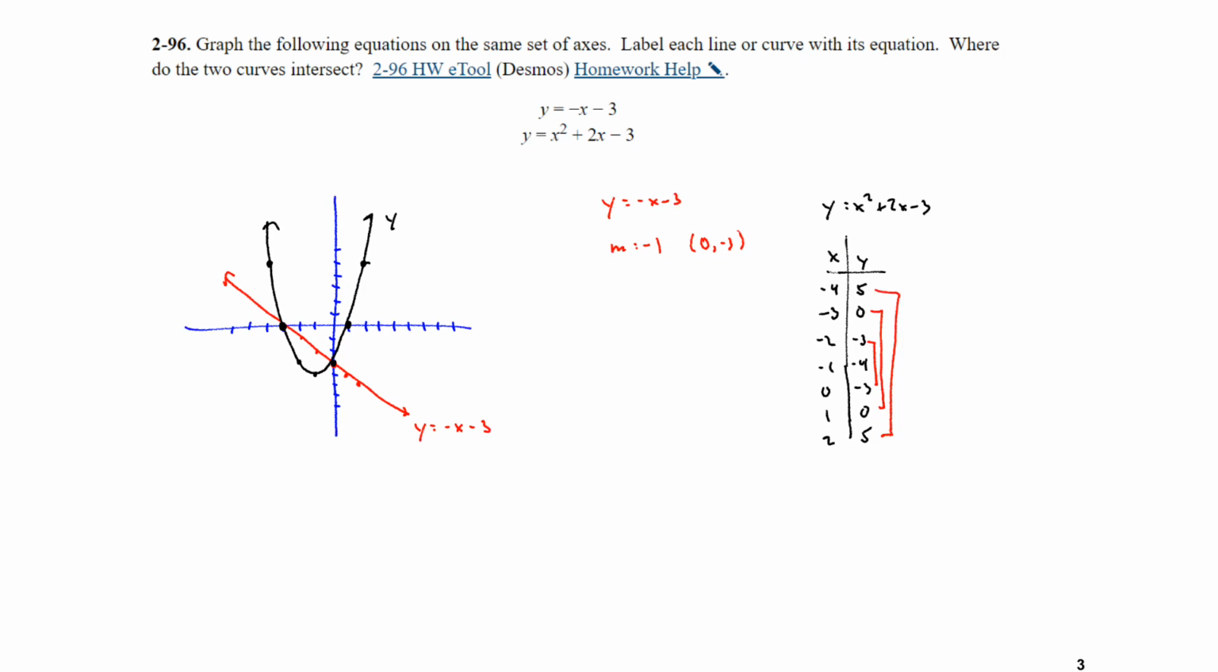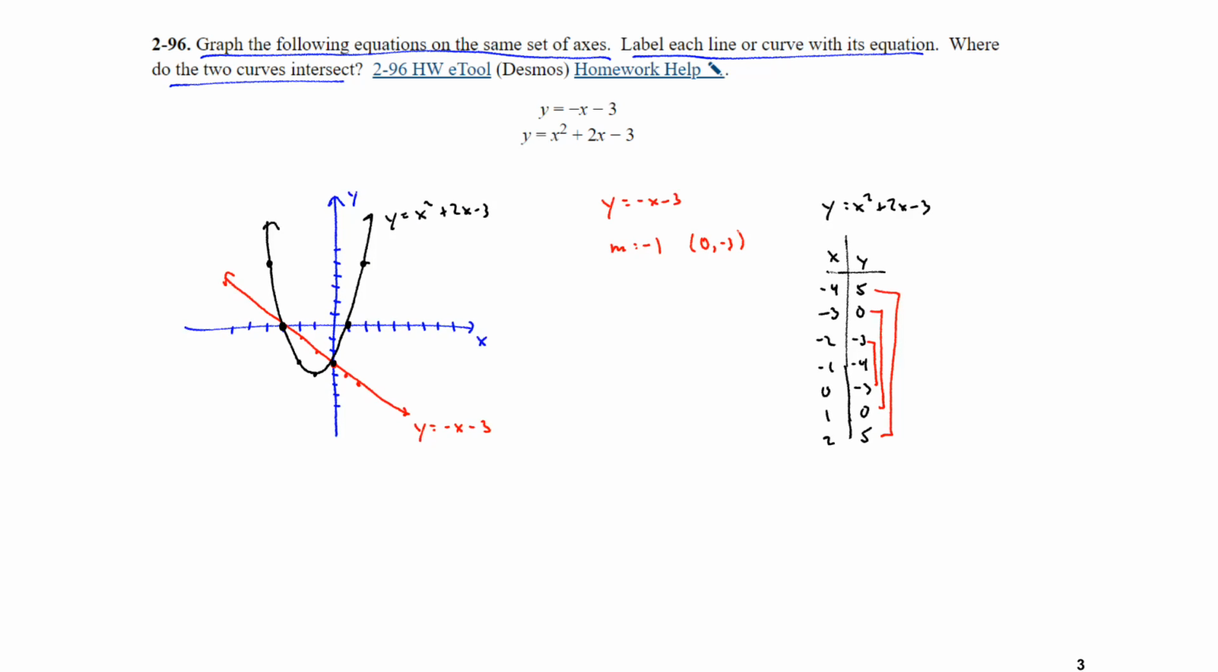And there's the graph for y equals x squared plus 2x minus 3. And we want to make sure we do answer the question. We did graph the following equations on the same set of axes. We labeled the line or the curve with its equation. And then where do the two curves intersect?